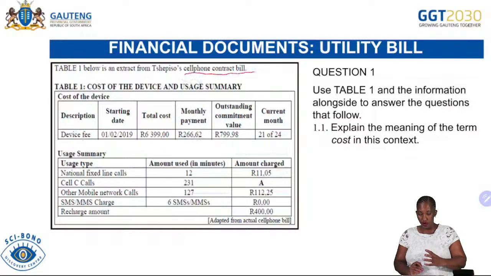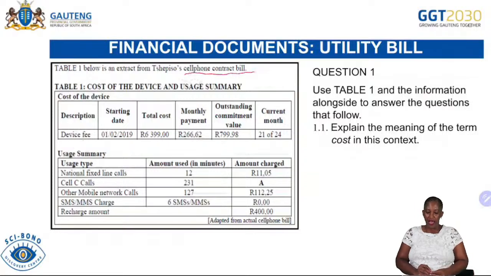Remember, we said a contract. You enter into a contract with a company or a service provider and say, I'll pay you over a period of time. And because it's a cell phone contract, they took it over a period of 24 months. Now, with this statement, it says 21 of 24. It means it's statement number 21, or month 21 out of 24 months.